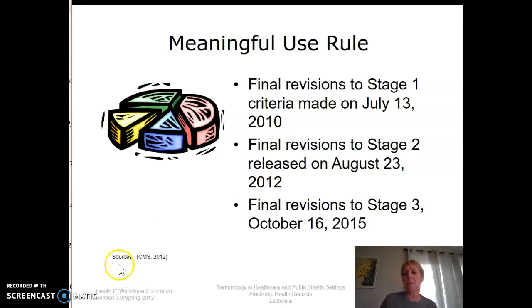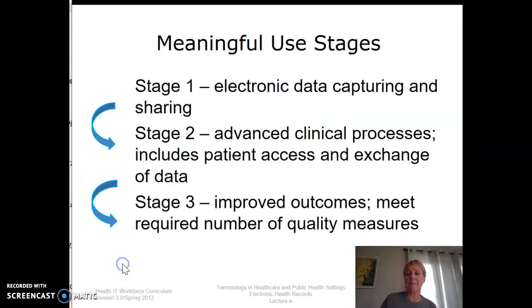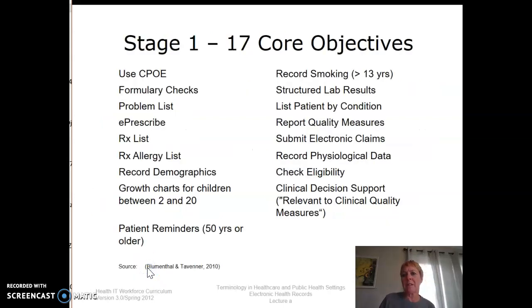Meaningful use rule, these were the dates that it was implemented, but they had different stages. The first stage was they really focused on capturing electronic data and sharing that. The second stage, then, they wanted advanced clinical processes, including patient access and exchange. The third stage, then, they're looking to see, did anything we do work and did it improve quality? So, for example, on stage one, the core objectives, things they wanted to measure, are listed here on this slide.